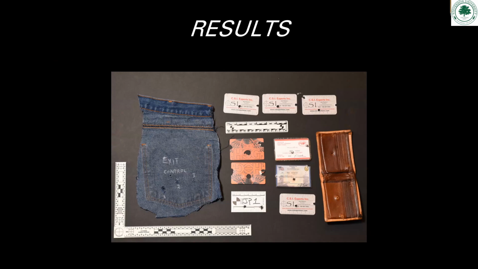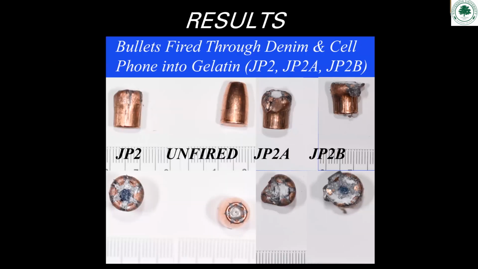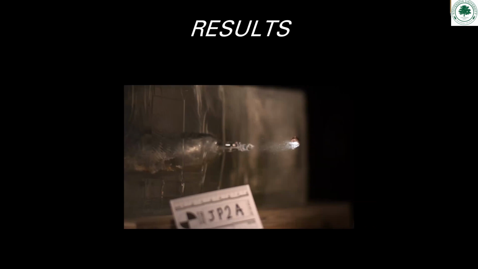And here's the wallet with its contents and the jeans, all with ballistic damage from firing those JP1, JP2, JP3 shots through it. And you can also see where the control was fired through there, the denim control and into the gelatin. So this is the JP2 series, the bullets fired through the cell phone. You can see pulverized glass and denim inside the cavities of these bullets. And if you look at the top, you can see how they're bulging at the top from compression. So that's a totally different look than the bullets fired through the wallet had. So something much different happened here.